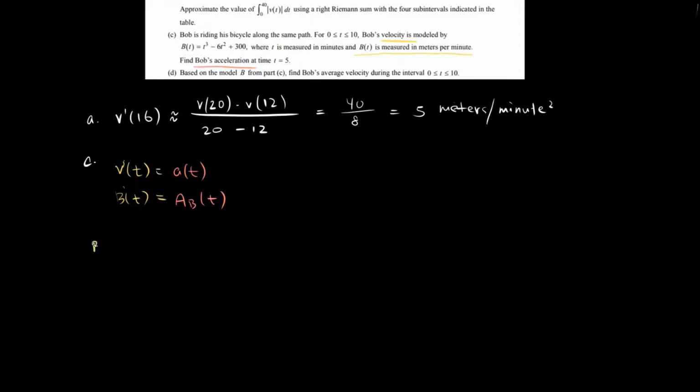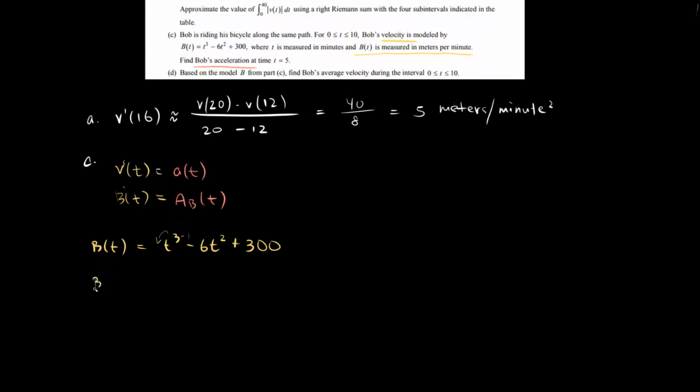We know that b of t equals t cubed minus 6 times t squared plus 300. Now we can use the power rule on each individual term. The power rule states that we move this 3 in front, and then we subtract 1 from the exponent.